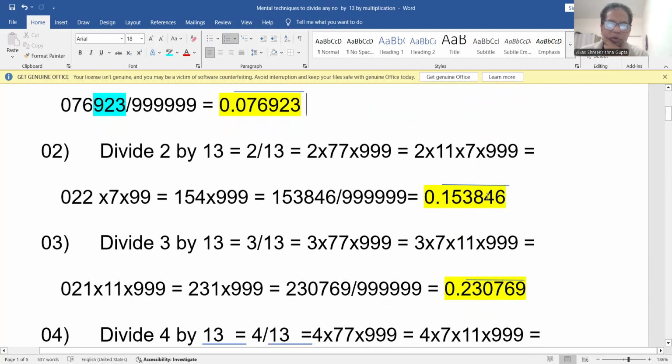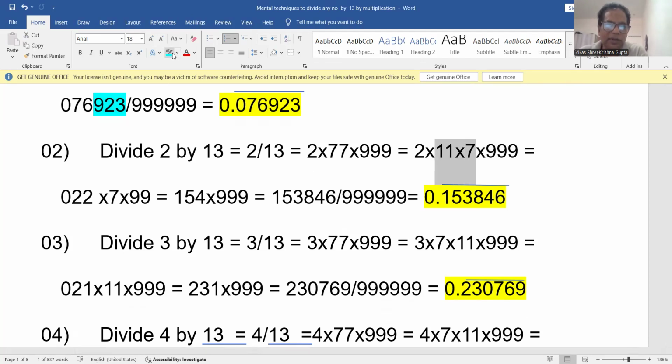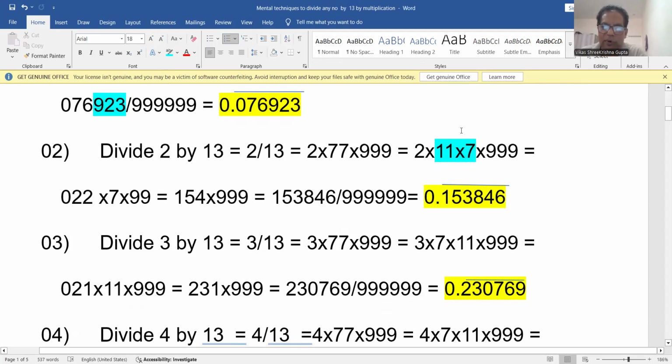The same way, for 2 by 13, I have to multiply 2 by 77. Now to make it simpler, I do factorization of 77. I write 77 as 11 into 7. You see, I have made it 11 into 7. So that becomes easier, because I know how to multiply any number by 11.